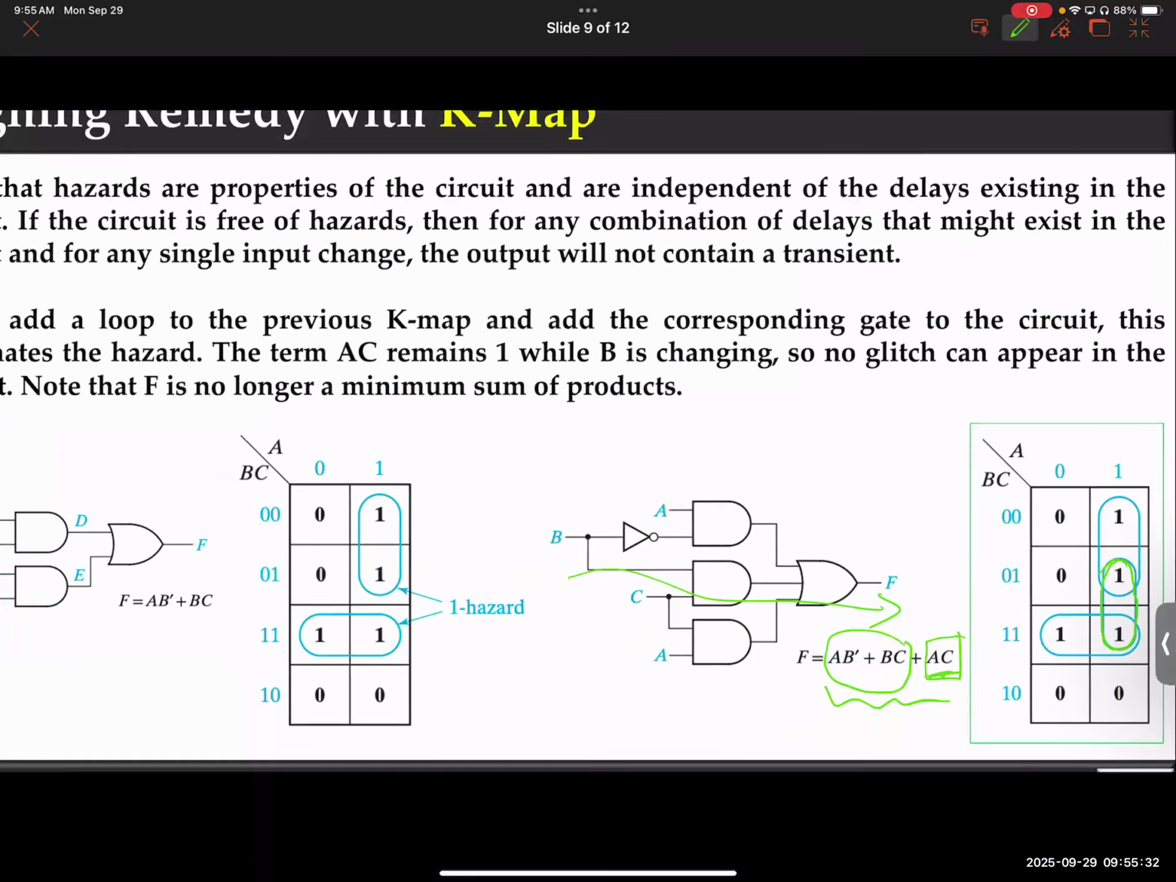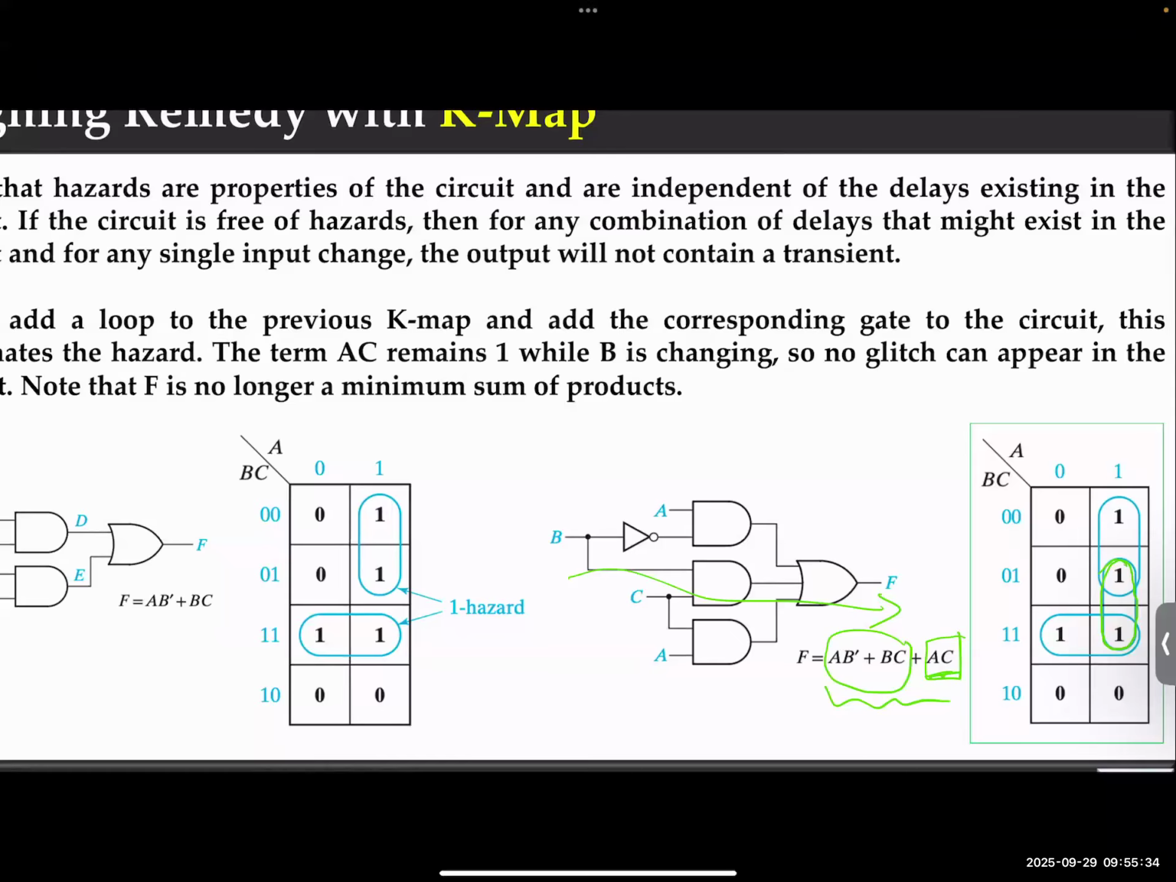So what is the take-home message? You need to introduce an extra term in the K-map optimization to cover neighboring ones.